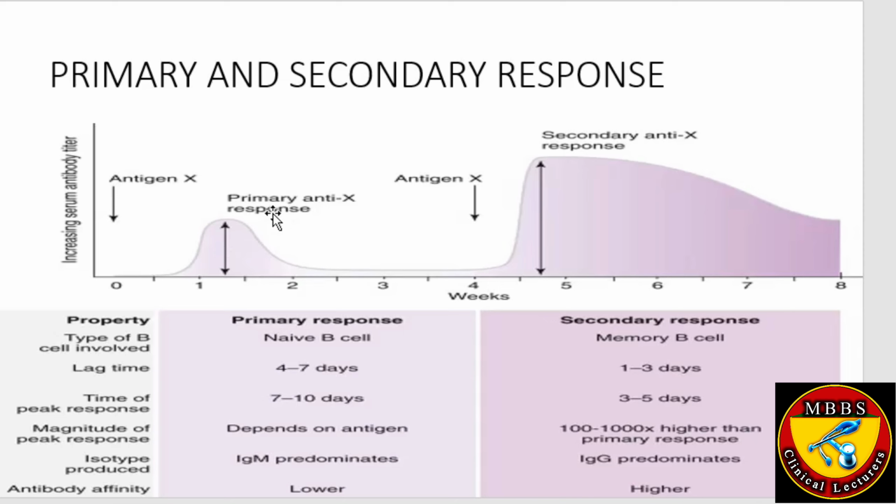The response subsequent to the primary exposure is called the secondary response. It is prompt, powerful, and prolonged as compared to the primary response. It has a short or negligible lag phase. It has a much higher level of antibodies for a longer duration. And immunoglobulin G is predominant in the secondary response. So this is all about the humoral arm of the adaptive immunity. Thank you so much, dear students.